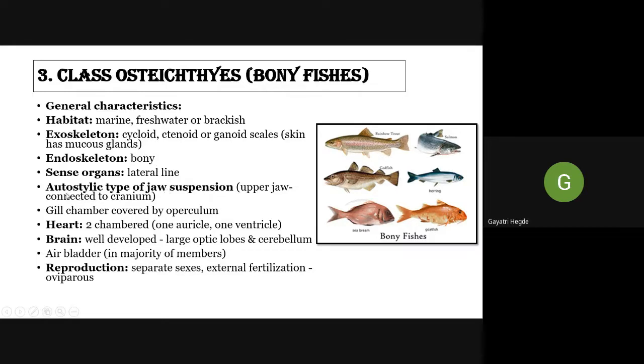Next is an interesting point. They have an autostylic type of jaw suspension. Now what is autostylic? The upper jaw is directly connected to the cranium. What is cranium? The brain box. The upper jaw is directly connected to the cranium. This type of jaw suspension is called autostylic type. Please mention it. I'm hoping that you're taking down notes.